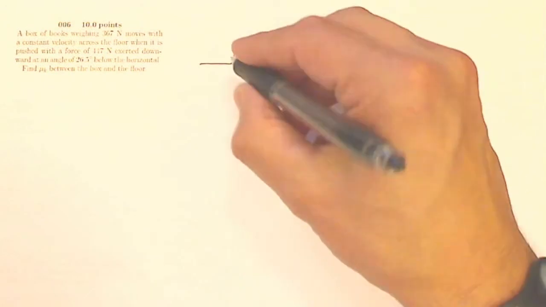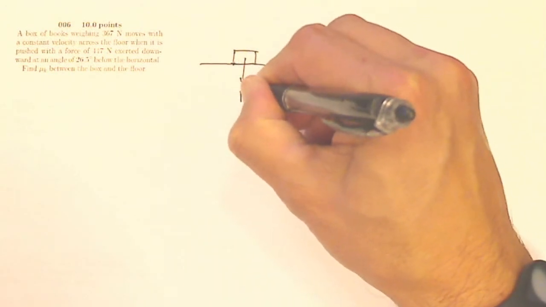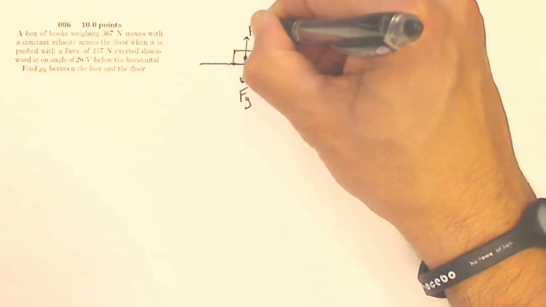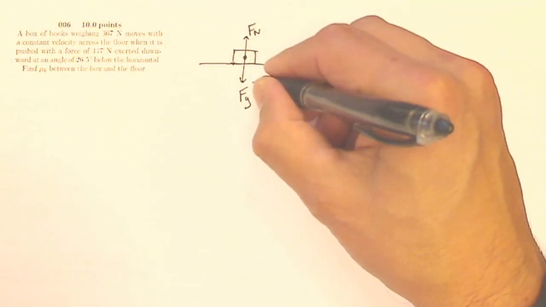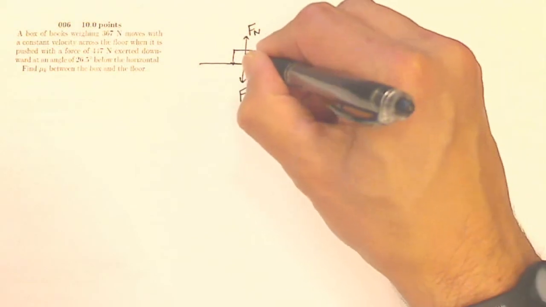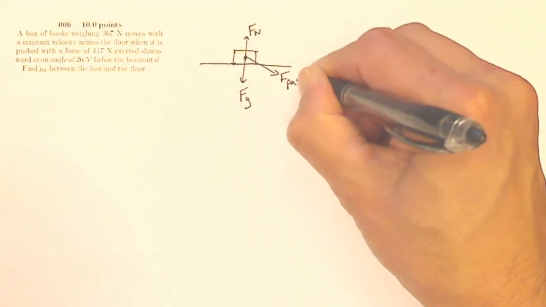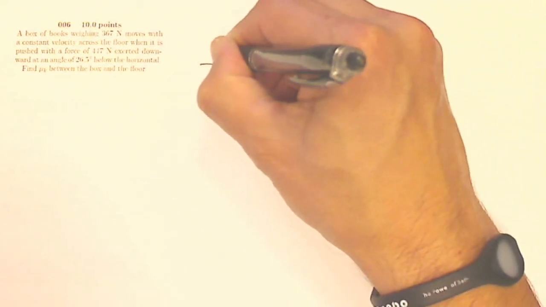So here's my box. I've got gravity down. I have a normal force up. I have this push force, which is down, and we'll say down to the right. And I've got friction over here to the left.